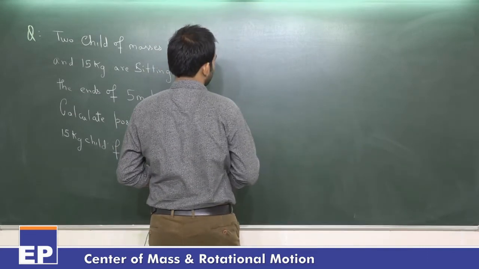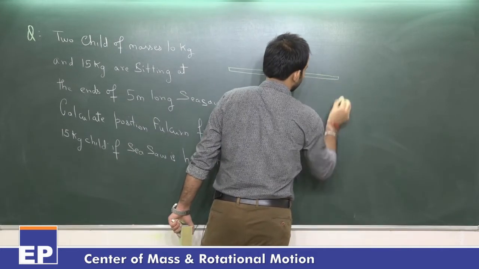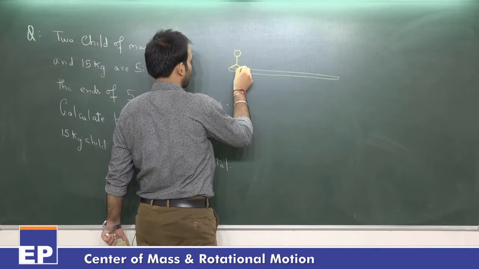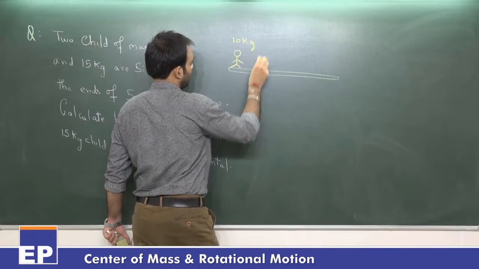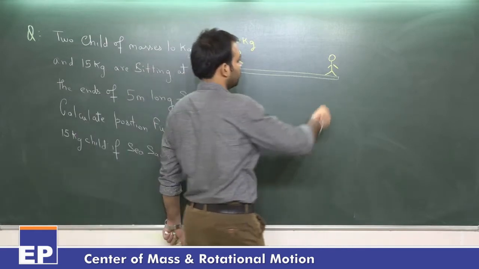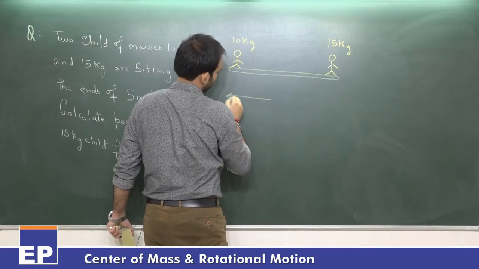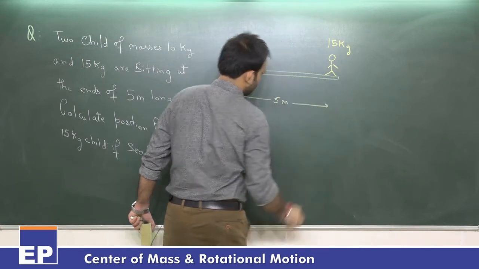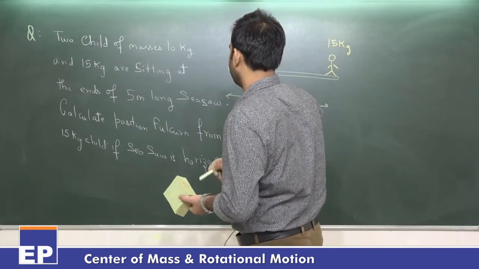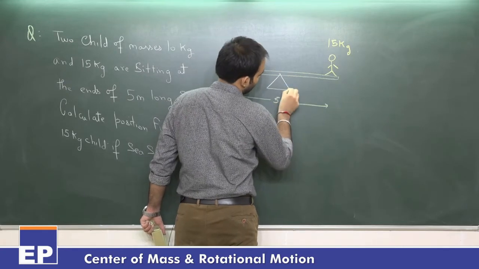This is the thing. There is a seesaw plank and you can see there are two masses: this child is 10 kg and there is another child of 15 kg, and the length of this plank is 5 meters. So the question asks where we should place the fulcrum so that it will remain at rest, horizontal. From the 15 kg child, suppose we place it at x, the position of the fulcrum.